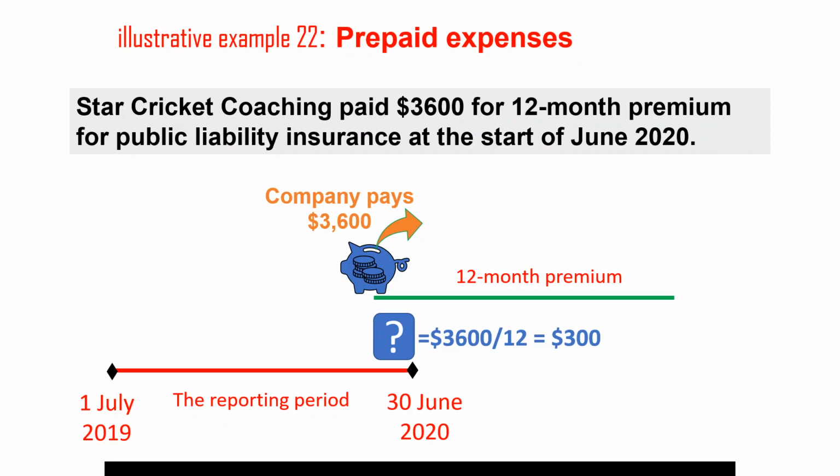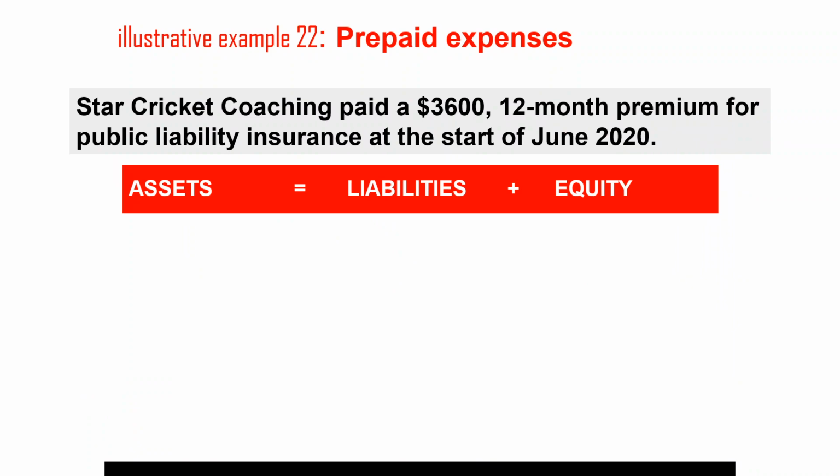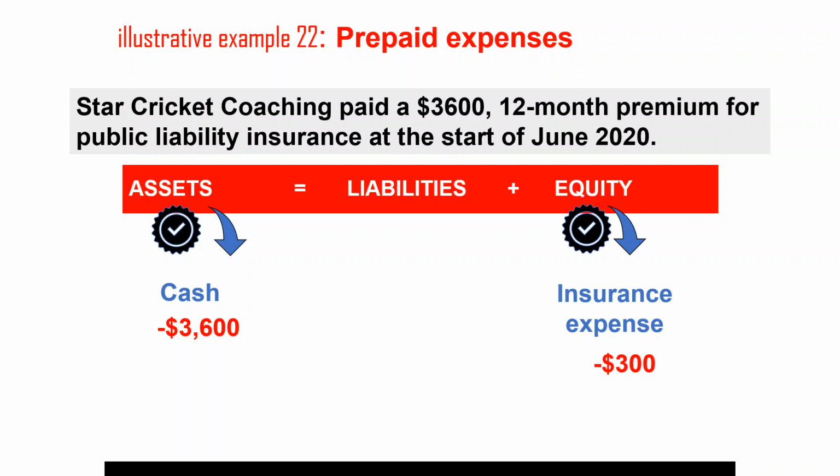Let's go record this in the accounting equation. Cash goes out, so the asset decreased by 3,600. Only 300 is relevant expense for the current accounting period, so equity goes down by 300. And the remaining 3,300 is a prepayment that must be recorded as an asset until economic benefits are used in the next accounting period. So now our equation balances.